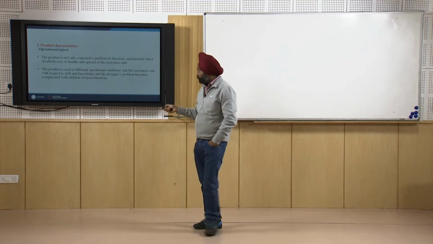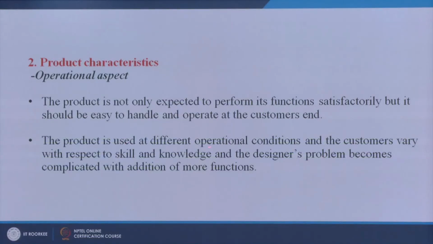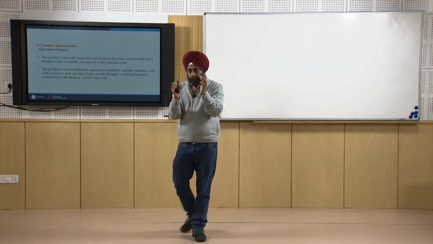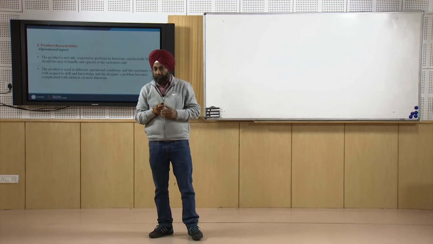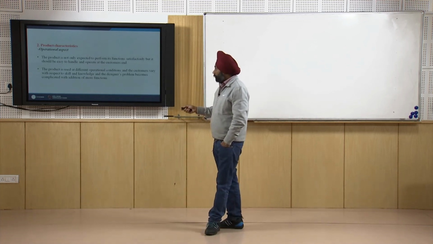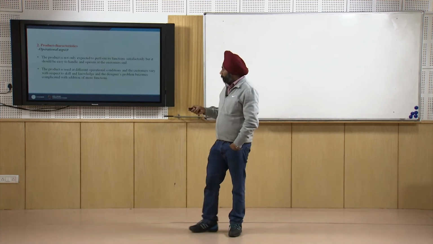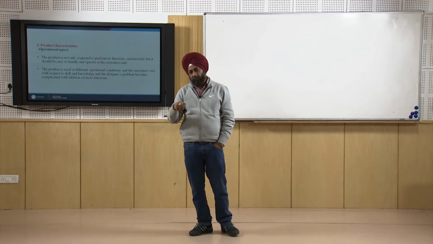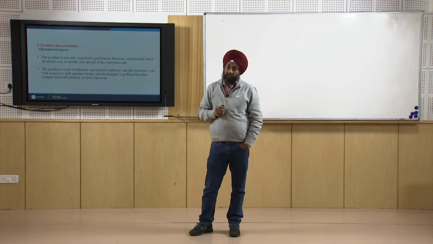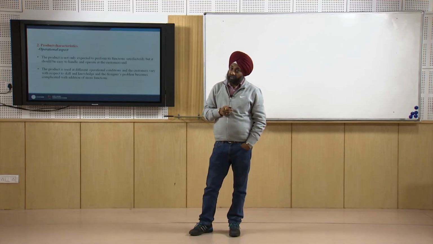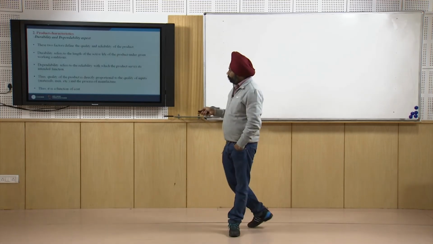So the second point on your slide, you can see the product is used at different operational conditions, and the customers vary with respect to skill and knowledge, and the designer's problem becomes complicated with the addition of more and more functions. So this one point combines 3 or 4 points together, that is, depending upon the customer's skill and knowledge, we have to design the product, and if you keep on adding more and more functions to the product, the operation may become slightly complicated, and that has to be taken care of by the designer during the design process.